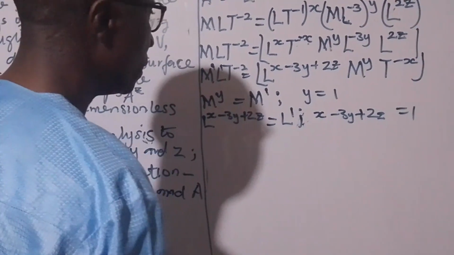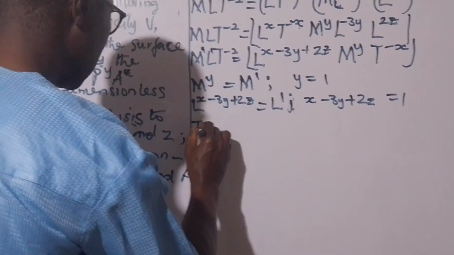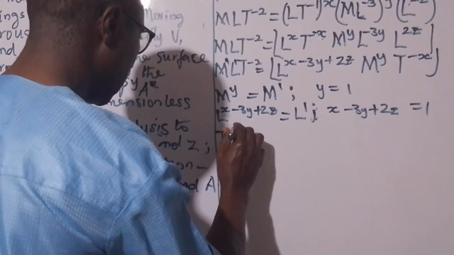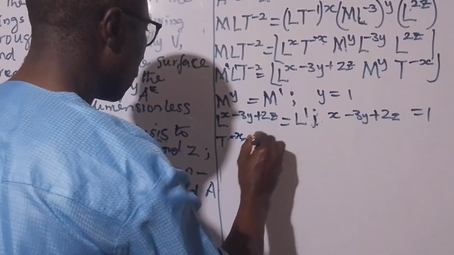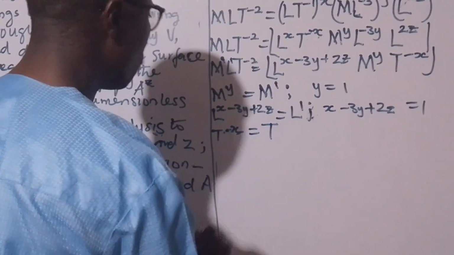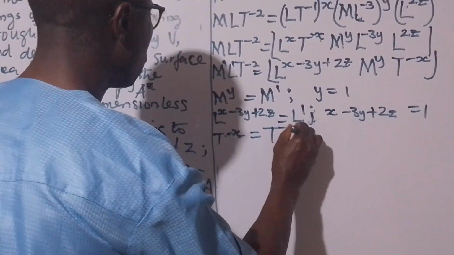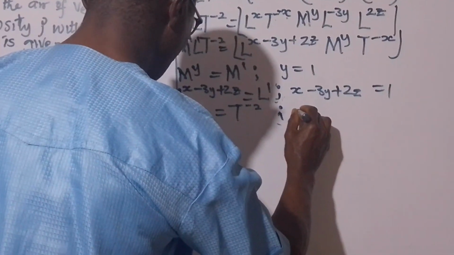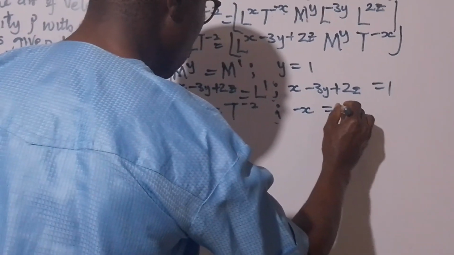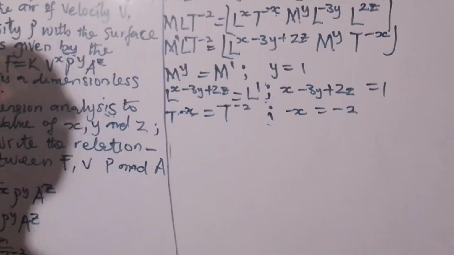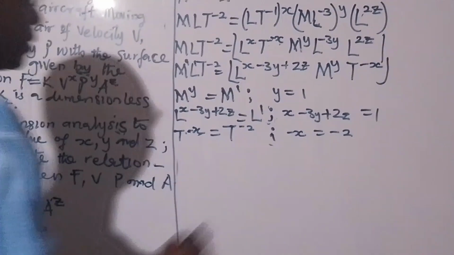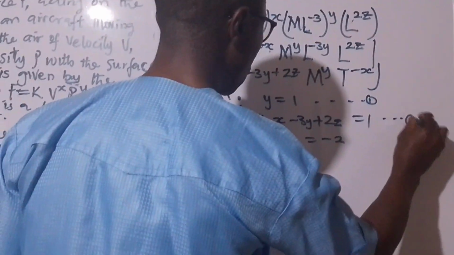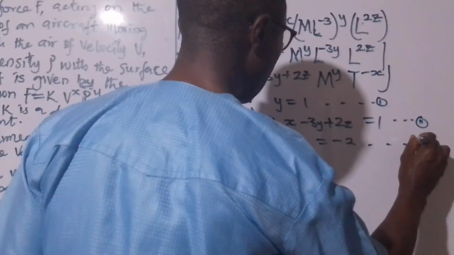For T, that will be T raised to power minus s equal to T raised to power minus 2. Here now, from there now, our minus s will be equal to minus 2. Now, the next thing, take this one as equation 1, take this one as equation 2, take this one as equation 3.